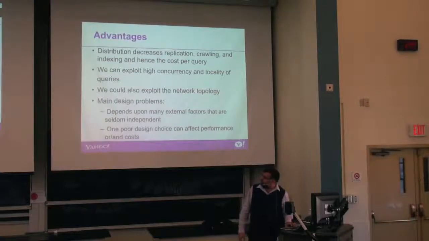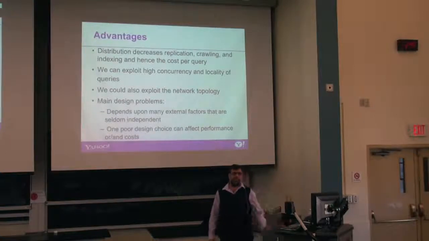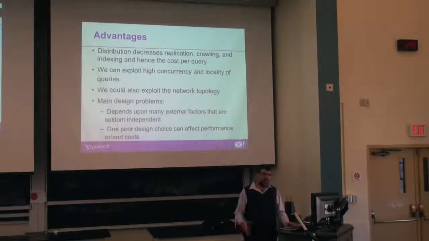So these are some advantages in addition to that. So we can have higher concurrency. Maybe we could exploit the network topology. I have found only one paper that tried to exploit the network topology. Remember, the web topology is not the same as the network topology, and they are not correlated at all. So that would be an open topic.